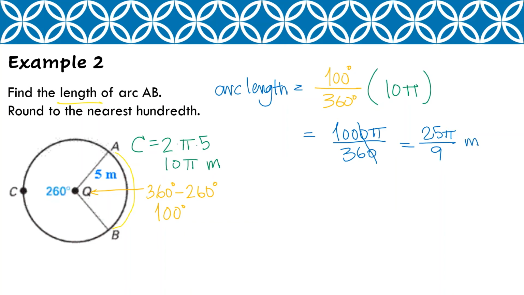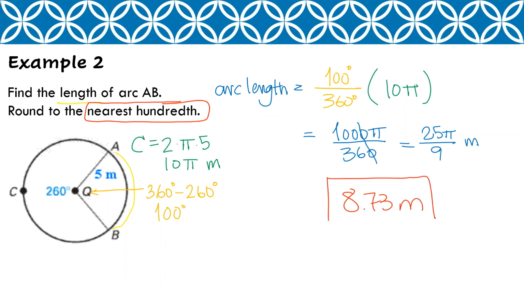We were asked this time for nearest hundredth. I will put 25 pi divided by 9 into my calculator and end up with 8.73 meters, rounded to the nearest hundredth for my arc length.